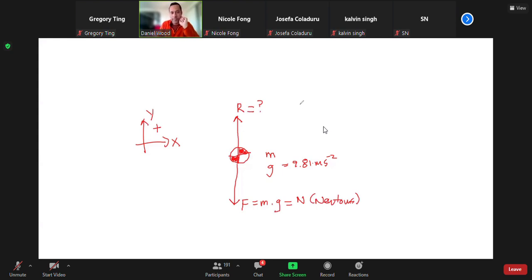equilibrium equation, which is: vertically, the sum of the forces in the y direction equals 0, equals R, which is acting positively in the y direction, minus F. Therefore, the reaction force R is equal to F, which is equal to mg. This is the kind of thing we're studying.